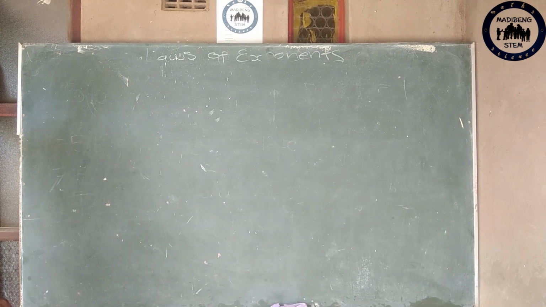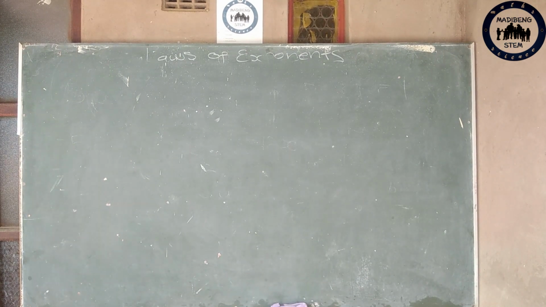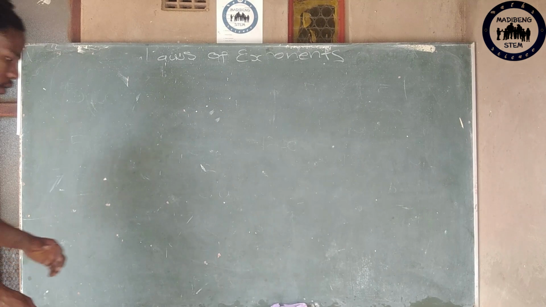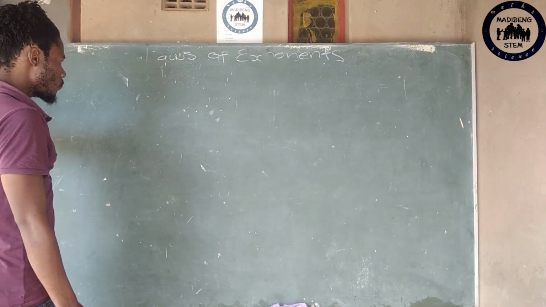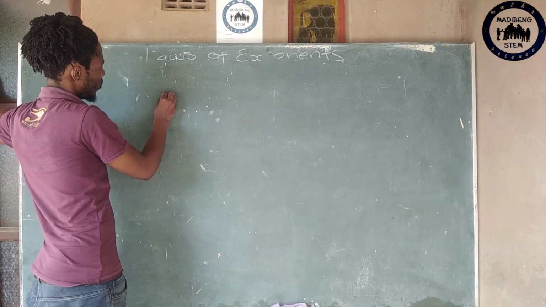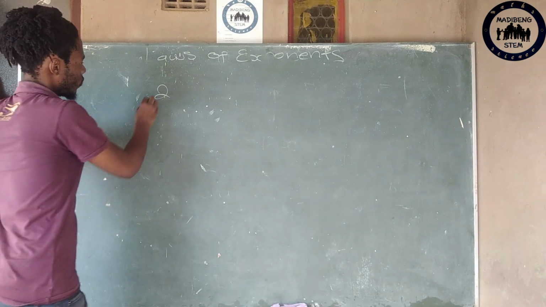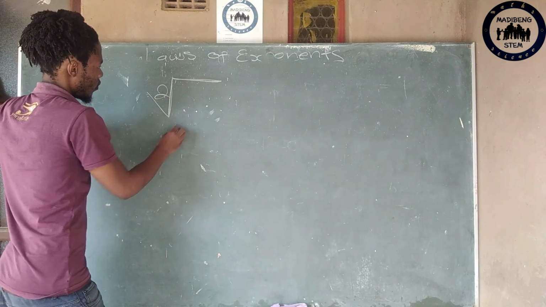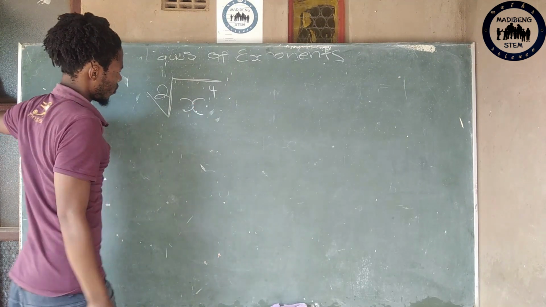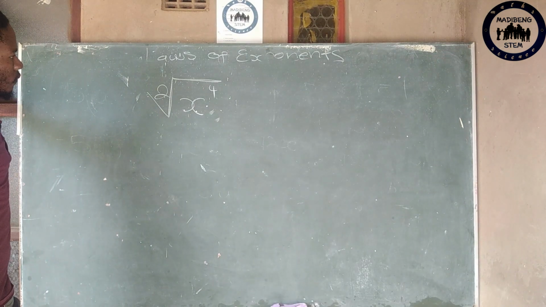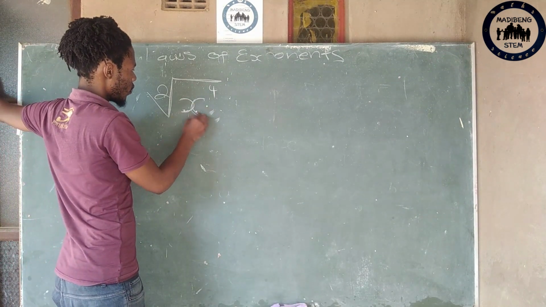So, what if now we have 2 into bracket? How do you do this? How can you solve this?